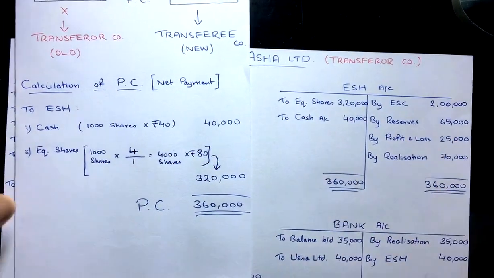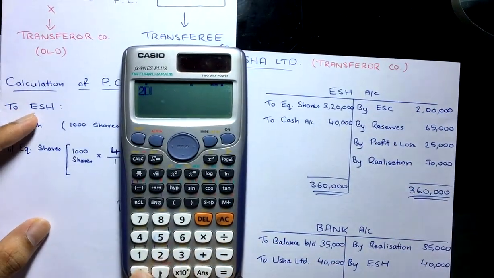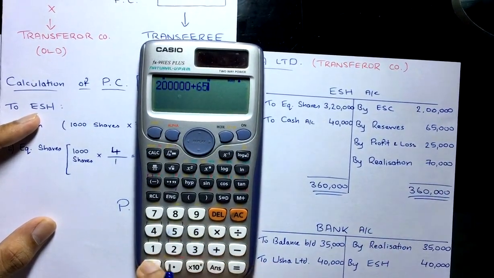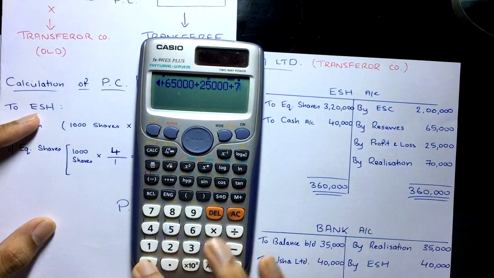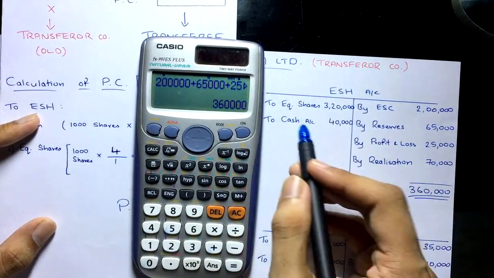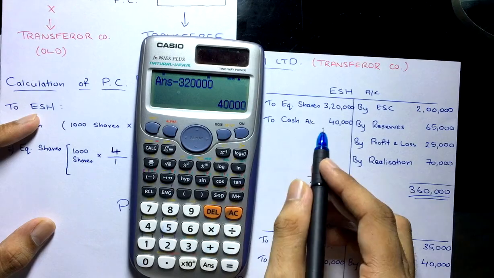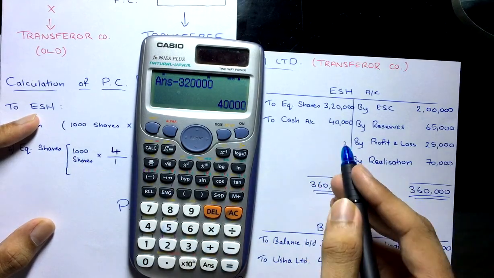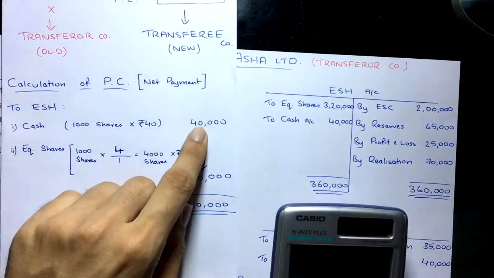Balance this account. How will you do that? Simple, add up all this. See here, 2 lakh plus 65 plus 25 plus 70, that comes out to be 3,60,000. Subtract the equity shares, 3,20,000, and you get what? 40,000. Yes, in this question it has been tallied, but in the previous problem it didn't tally. So the cash can also be more than this 40,000.